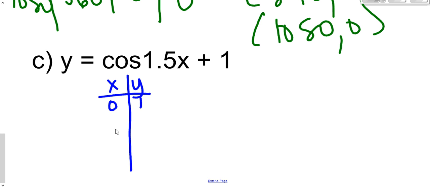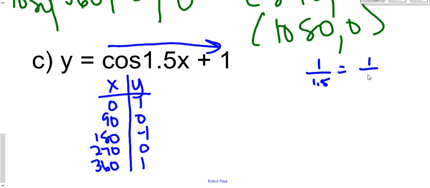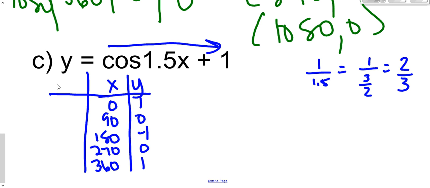So cosine starts high at 1. 90 goes to 0. 180 goes to -1. 270 goes to 0. And 360 goes back to 1. All right, again, we always read it this way. First thing I see is this 1.5 being multiplied directly to the x. So remember, it's 1 over 1.5, but I don't like having fractions and decimals together. So I'm going to go 1 over 3 over 2, which equals 2/3. So I'm going to multiply all these x values by 2/3.